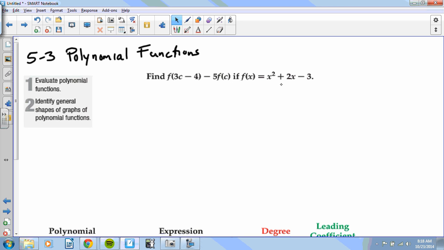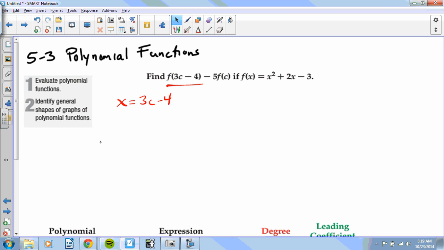So going to this next example here, find f of 3c minus 4 minus 5 times f of c. Well, here's f of x, function f, so I have f, bad arrow, sorry. I have f, and I have f. So those are the functions I'm using. Remember, the stuff inside is what is going to replace x. So in this first one, let's take it just piece by piece. This first one says that x is equal to 3c minus 4. That's what the stuff inside means. So that means wherever I see x in my general function, I'm going to replace it with 3c minus 4.